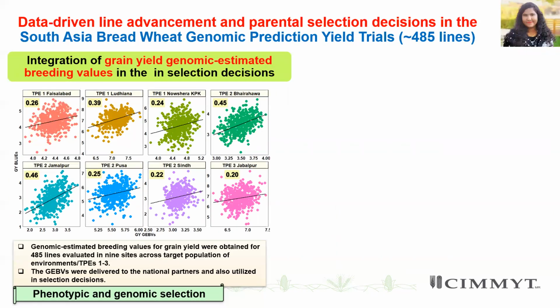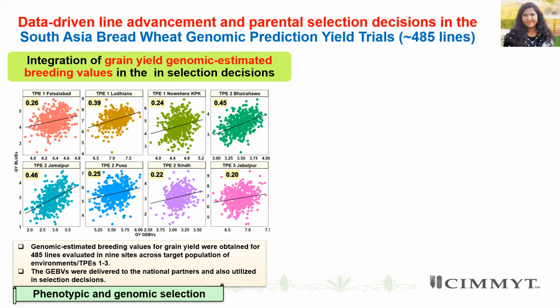And then we have the South Asia breeding genomic prediction yield trials, which have about 485 lines. And here we integrate both genomic estimated breeding values as well as the phenotypic values in selection decisions. And we have the GEBVs for different sites in the TPEs: Faisalabad in Pakistan, Ludhiana, India, Nowshera, Pakistan, Bhairahawa, Nepal, Jamalpur, Bangladesh, Pusa and Jabalpur, India, and Sindh in Pakistan.